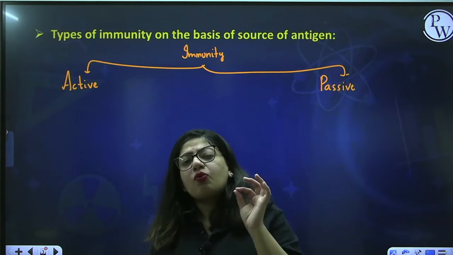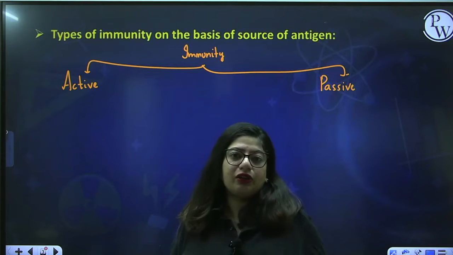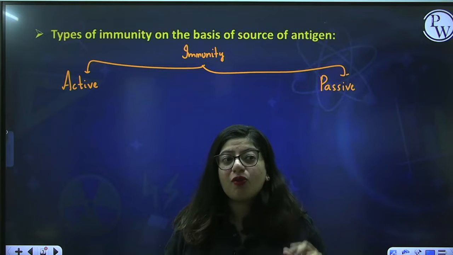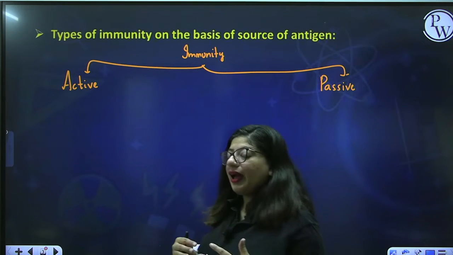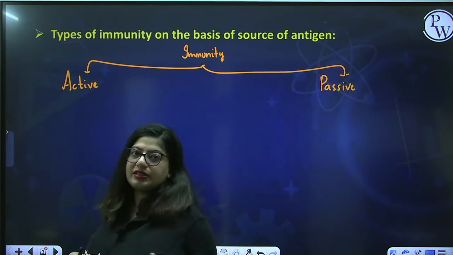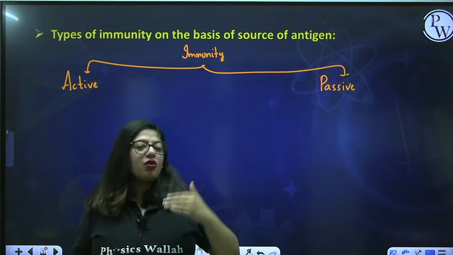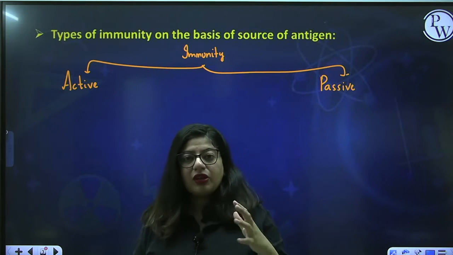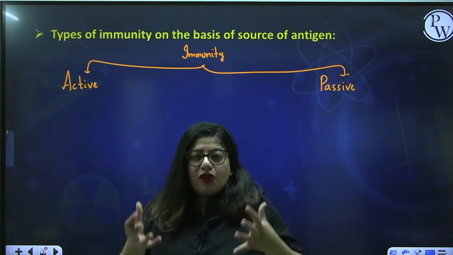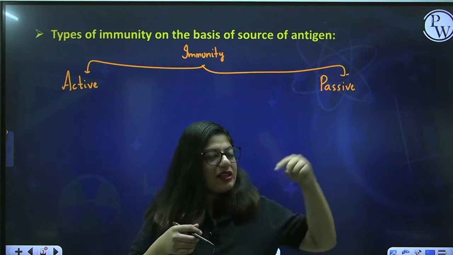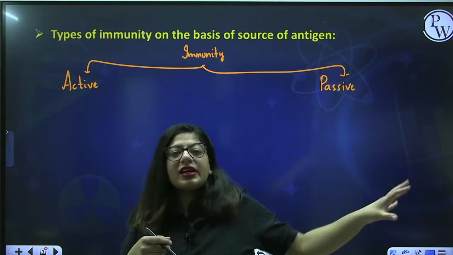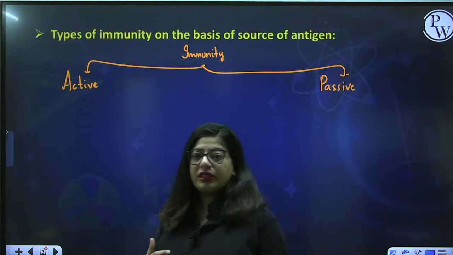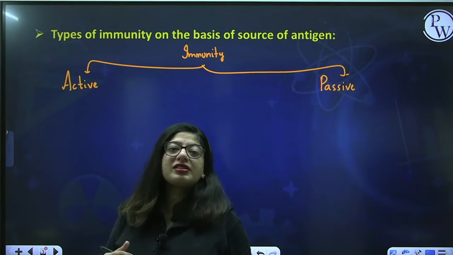Second thing, what if the pathogen does not enter my body, but I take ready-made antibodies from another source? Imagine I am immune to some virus and another person is not immune to that virus. Now the antibodies from my body are taken out and given to the second person. For the second person, that will be passive immunity, but my body produces the antibodies by exposure to the pathogen. So that is active immunity.